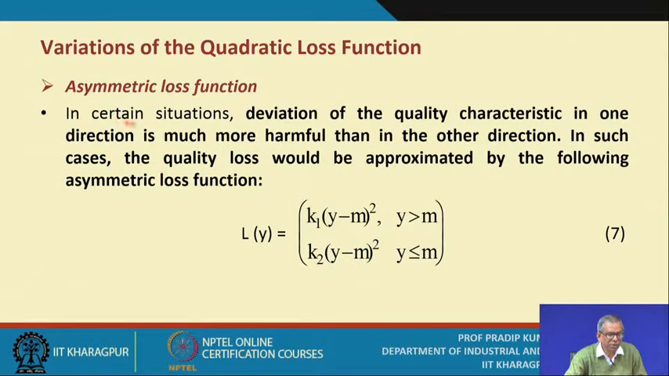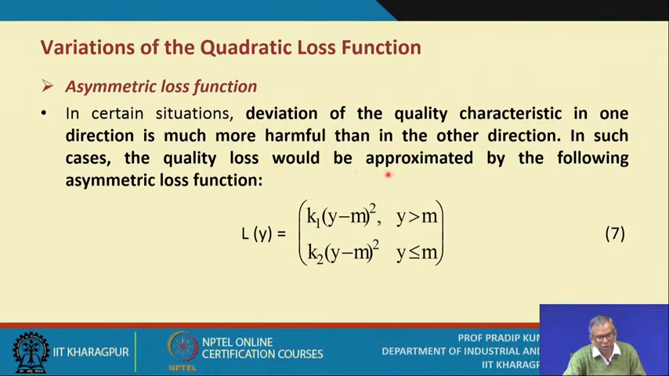What we have mentioned is that in certain situations, deviation of the quality characteristic in one direction is much more harmful than in the other direction. Much more harmful means that in one direction, with the same magnitude of deviation, the loss is very, very high. Whereas on the other side, even if the deviation magnitude remains the same, the loss may not be that high. So in one direction, either positive or negative, the opposite will be negative or positive.